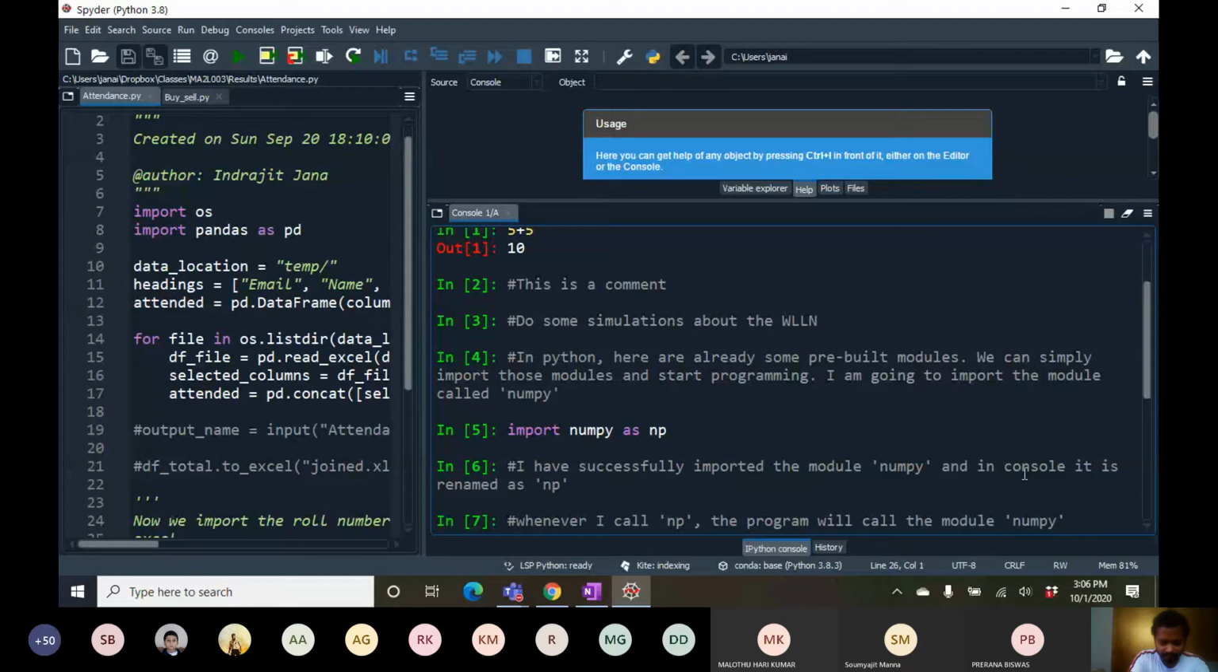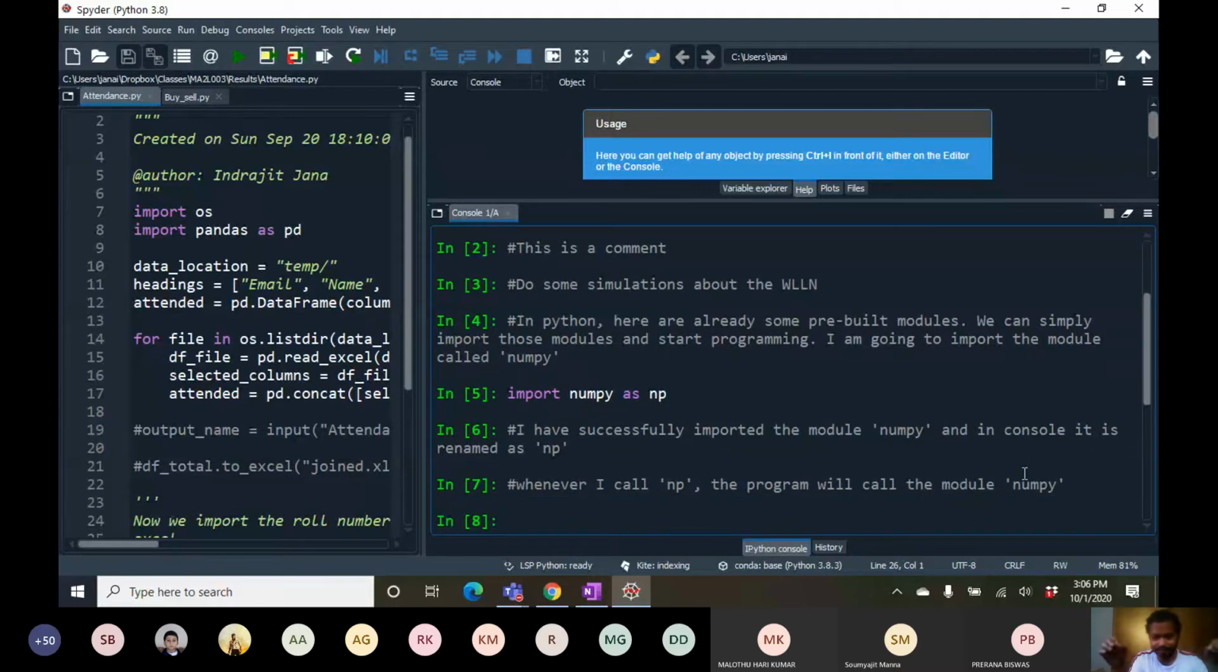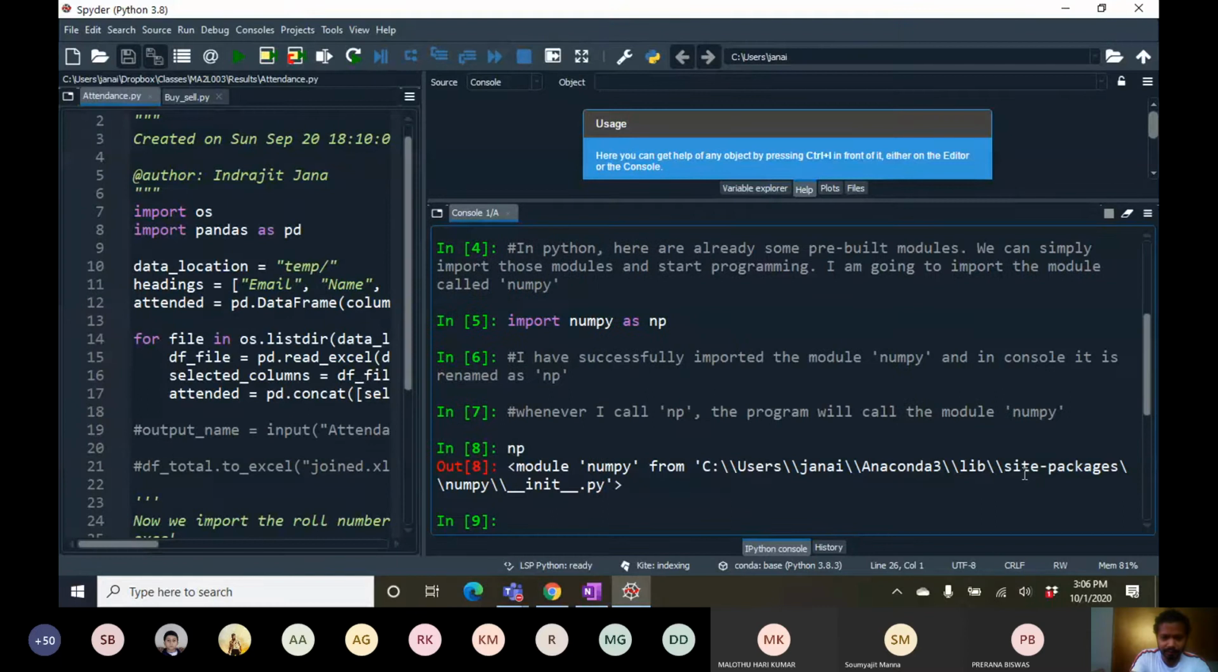For this one, it is not that useful. But sometimes module names are big, like matplotlib.pyplot. You just assign an abbreviated name, and it will be easy to call. Anyway, now I have this module np. If I type np, it says it is a module numpy, located at some path. It shows me the local folder location. If I go to this folder, I can actually find the program there.